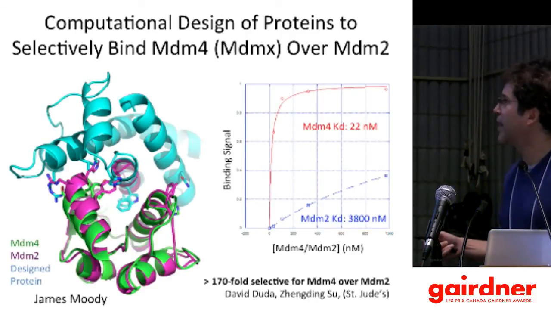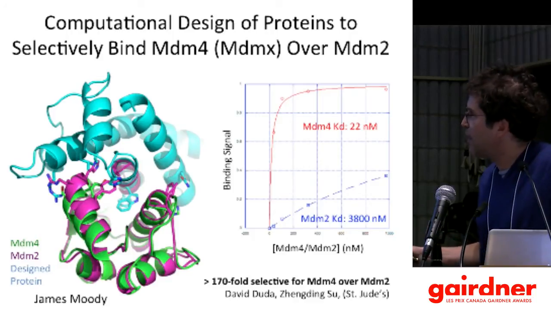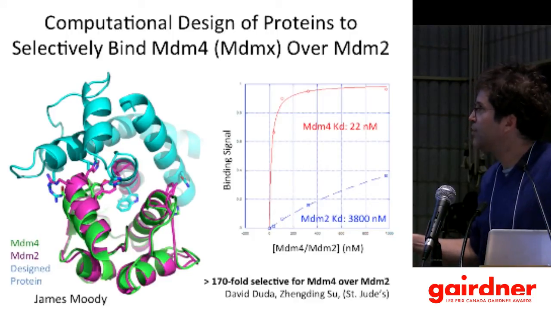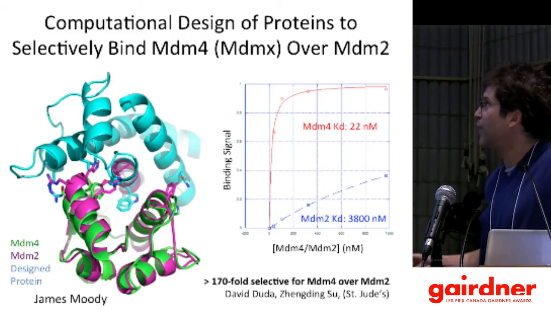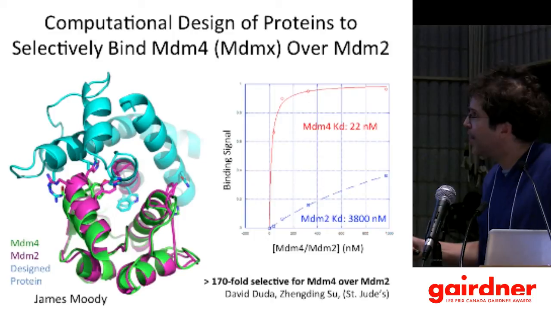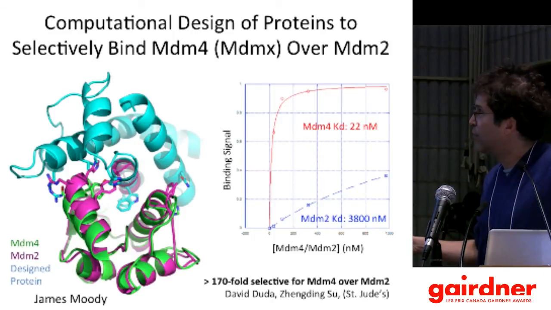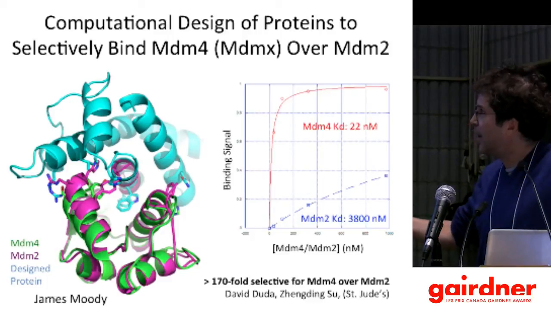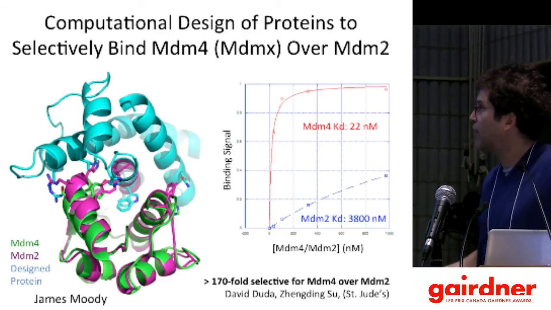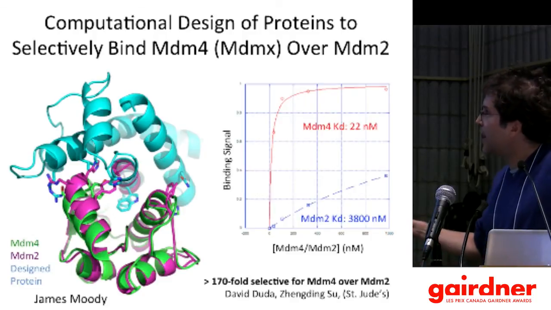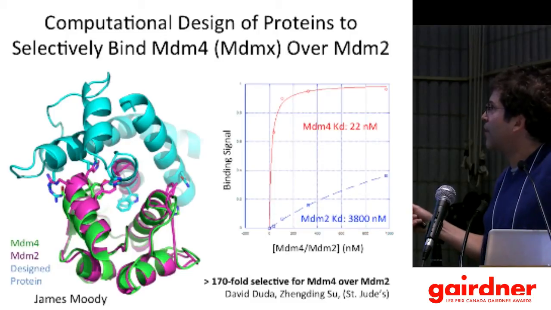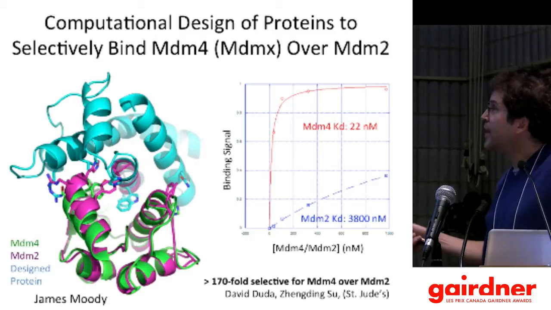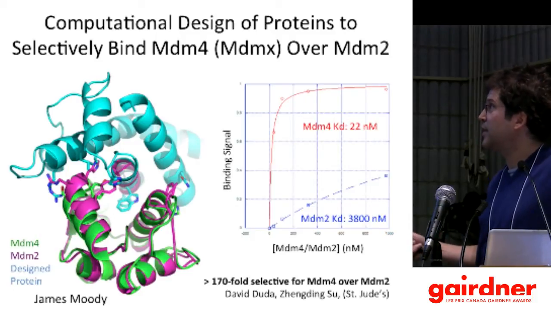So this is work by James Moody. These are MDM2 and MDM4 superimposed. They're very, very similar proteins, which is why it's hard to distinguish them. James designed this protein shown in blue, which has something that's sort of like the p53 helix, that's what gets recognized, but then has this whole extra part here that cradles the surfaces of MDM2 and MDM4. And with this design, he has a binder that's binding MDM4 170-fold more tightly than MDM2. He's also made a version that binds MDM2 much more tightly than MDM4.